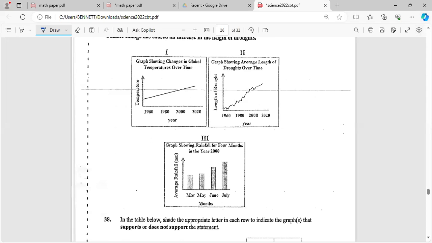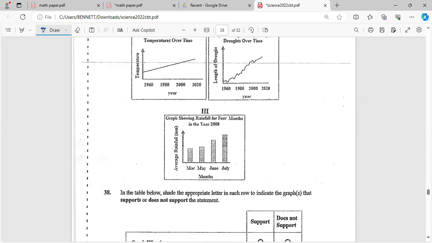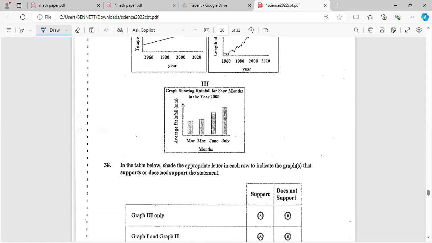And for 3 now, it says, in the table below, shade the appropriate letter in each row to indicate the graph that supports or does not support the statement. Alright, so graph 3 only. Graph 3 shows the average rainfall, and I would say that it does not support it. I would say B, because the rainfall is actually increasing.